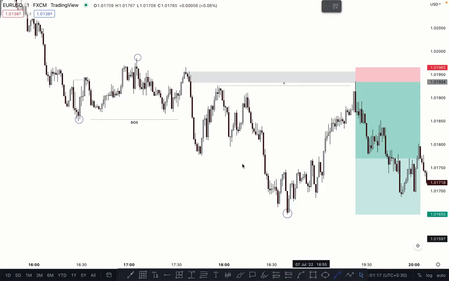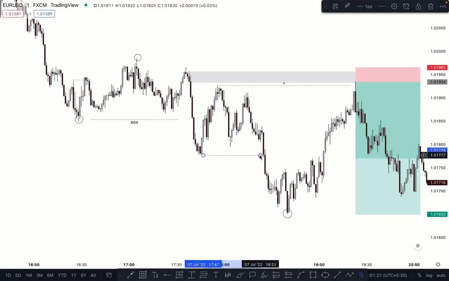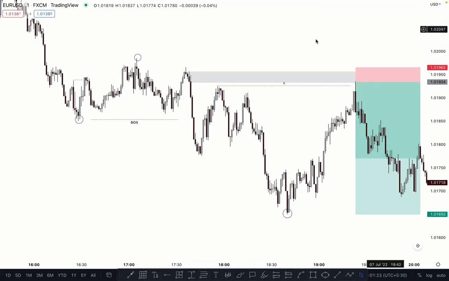Most traders mark this as a BOS. This is not BOS. Remember, this is a trap. Okay, the major high or low is here and this is a single leg like this.